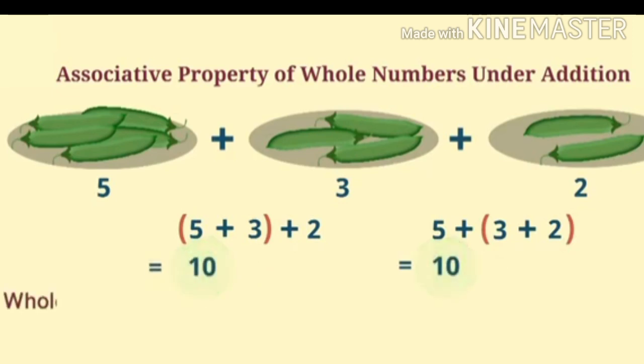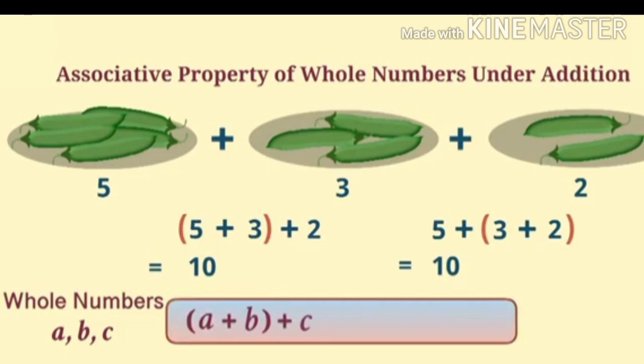In this way, any 3 whole numbers a, b, and c can be added by forming a group of any type. The result of (a plus b) plus c is equal to a plus (b plus c). This will always be the same. Therefore, whole numbers are associative under addition. Now let's understand the associative property of whole numbers under subtraction.